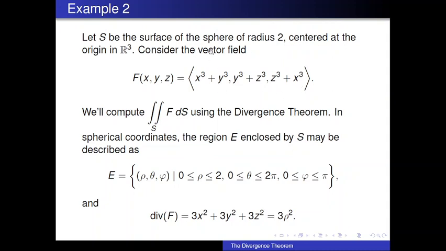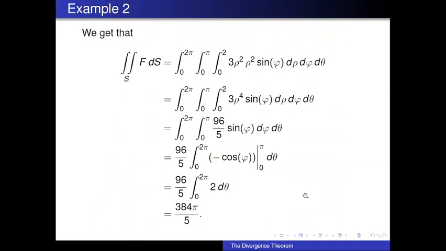And notice that the divergence of f is given by what? 3x squared plus 3y squared plus 3z squared. But that just simplifies in spherical coordinates to 3 times rho squared. Very nice. So then the surface integral of f along S becomes this triple integral in spherical coordinates of the function 3 rho squared. But since we're going to change to spherical coordinates to do this integral, we need to multiply our integrand by the spherical coordinate Jacobian matrix determinant, rho squared sine of phi. So our integrand becomes 3 rho to the 4th times sine of phi.